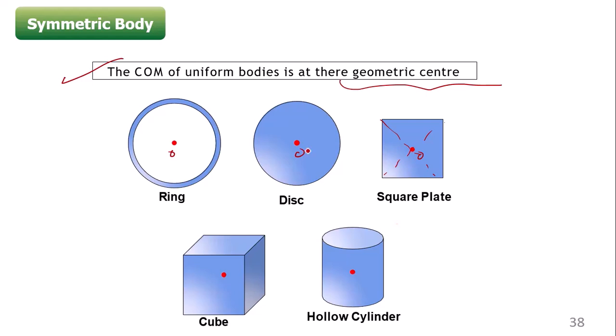But if I cut the ring, let us say I cut the ring into two halves. That means now I am getting a ring like this. Okay, this is the ring. So can I say this is a symmetrical body? No, it is not a symmetrical one. It is symmetrical about this y-axis. On the right and left it is symmetrical about the y-axis, so the center of mass should be lying on it. It is not at the geometric center or point. So for a symmetrical body, it is always at the geometric center, but for a non-symmetrical body, you have to calculate.